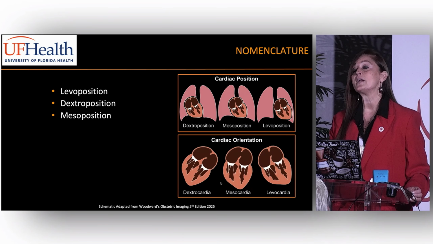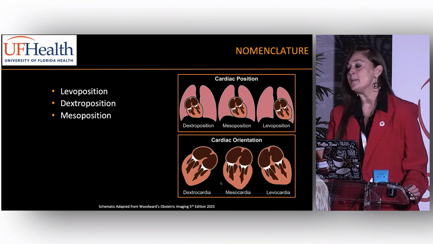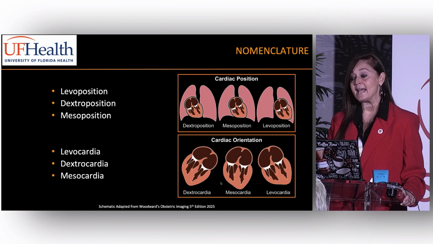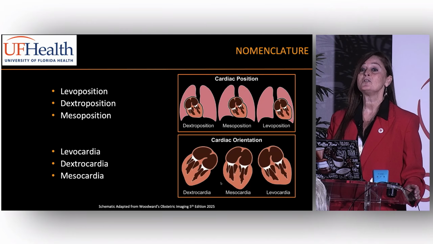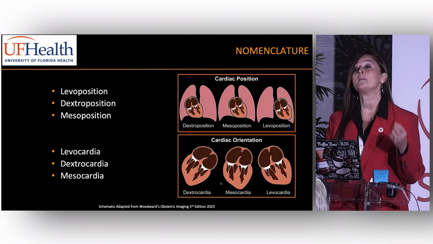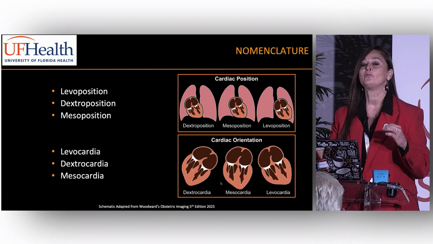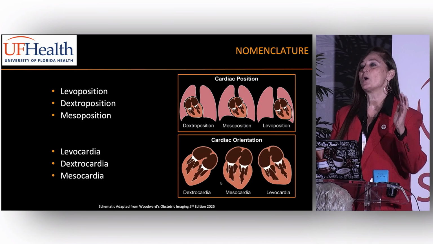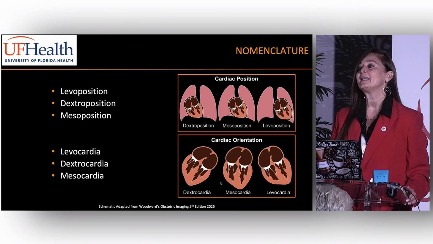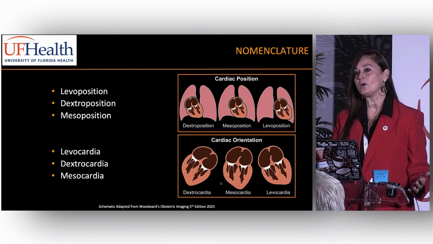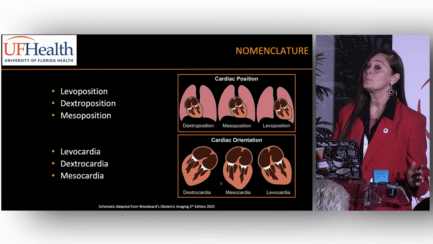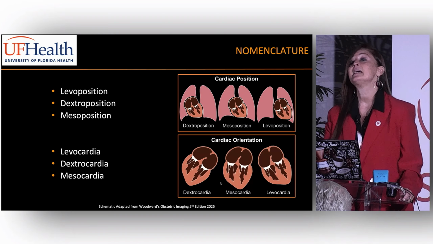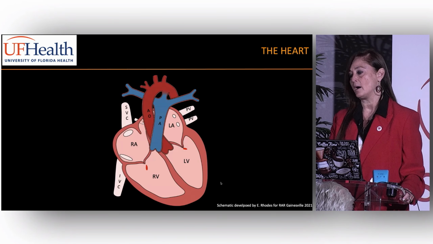Versus the cardiac orientation, which is the axis, that should be levocardia, it could be meso, it could be dextro. Usually if there's a change in axis, then it is a problem intrinsic to the heart, outflow tract abnormalities, among others. Of course, you have a combination of both, but this is roughly a way that when I look at the chest and I see a change in position, first I think extrinsic. If I see a change in axis, then I think intrinsic to the heart.